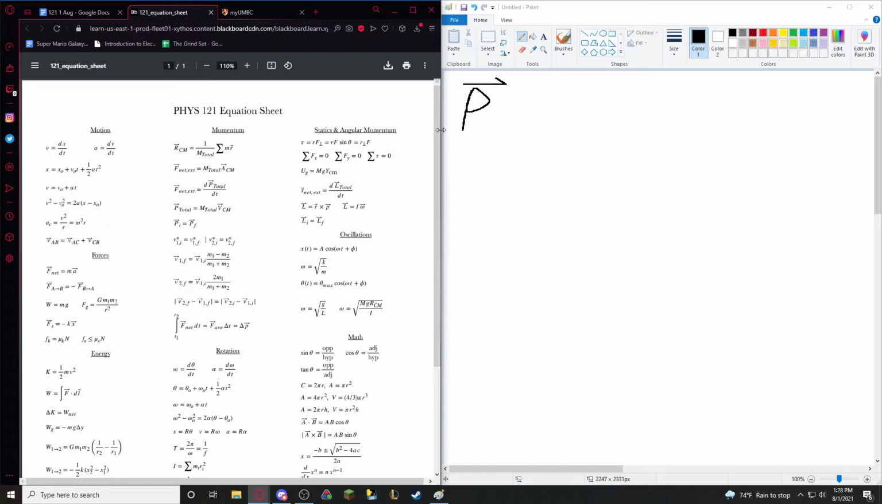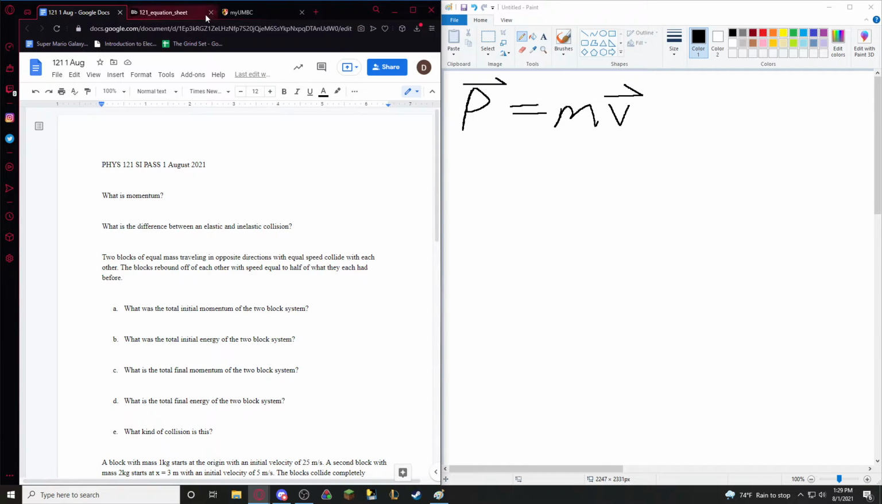Yeah. So, with the equation sheet, how can we describe momentum? It's mass, total mass, and it's a vector quantity, times velocity. Exactly. So it's going to be the mass times the velocity. The momentum is in the direction of the velocity. So that's what momentum is.